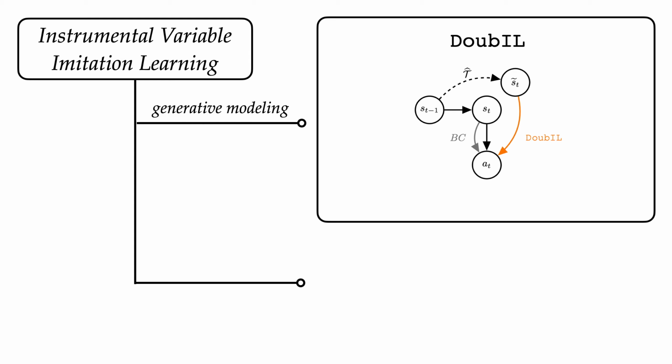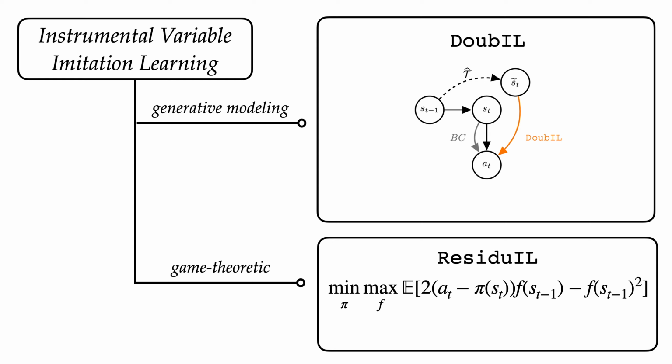We show in our paper how this is equivalent to solving a certain two-player zero-sum game between a policy player and an adversary that can upweight residuals based on the value of the past state instrument. We term it residual. Notably, this game theoretic procedure can be performed completely offline.